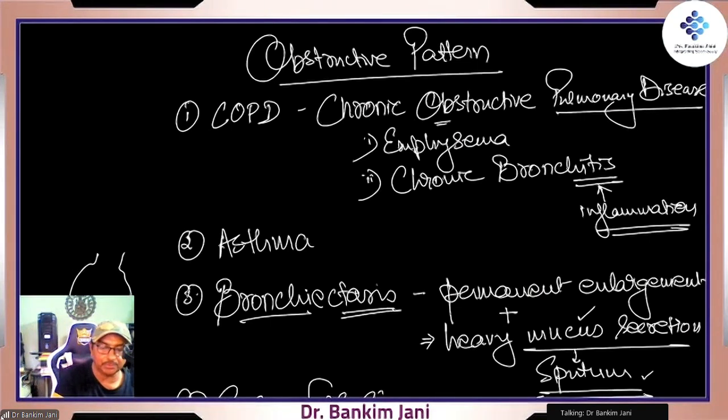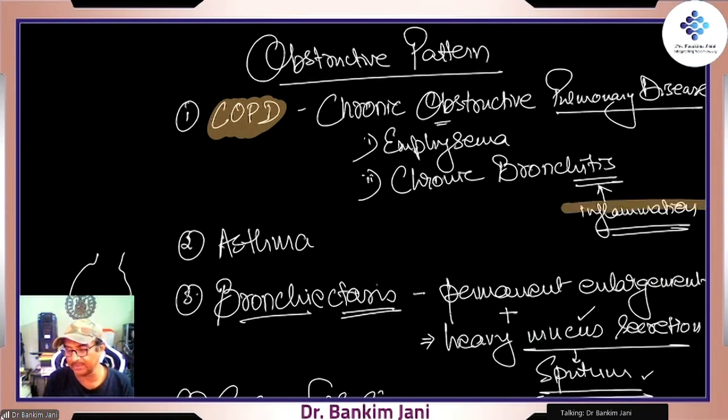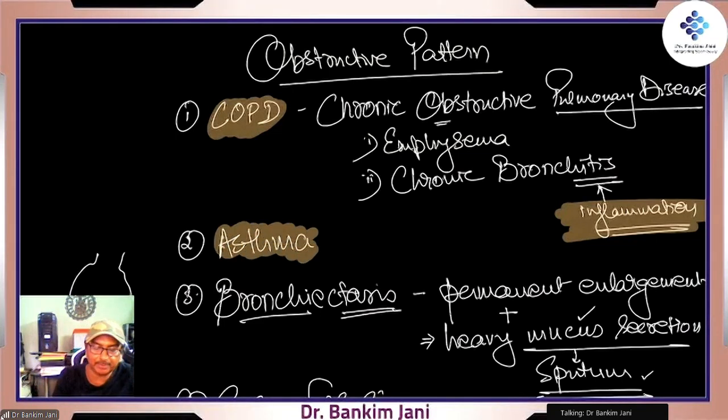When we say COPD, chronic obstructive pulmonary disease, it could be emphysema or chronic bronchitis, that is when there is inflammation. Now, when there is inflammation, itis means inflammation. So you give medicines, anti-inflammatory drugs and antibiotics, and they will treat it. Right? In obstructive pattern, if there is asthma, then the treatment will be completely different.